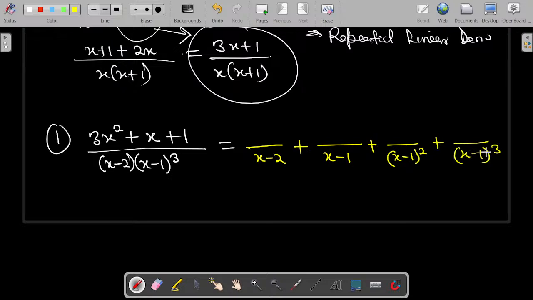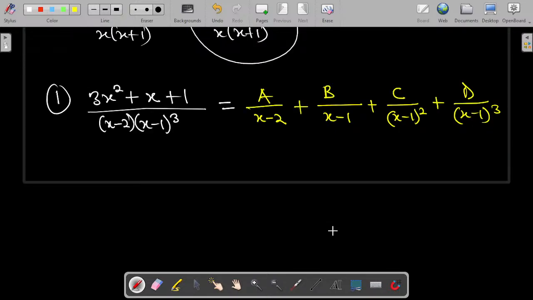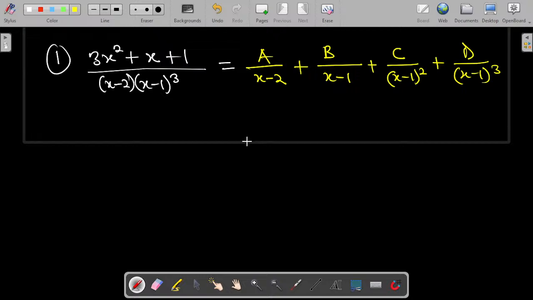So you keep moving from 1 to 2 to 3 until you have captured all the powers that are there. Because we are dealing with linear denominators, all their numerators are going to be constants. So you will have a, b, c, d. So what that means is that we are looking for 4 constants: a, b, c, and d.